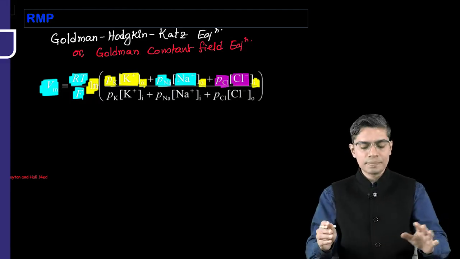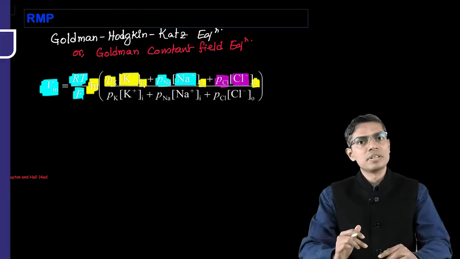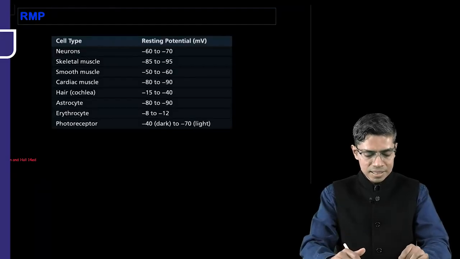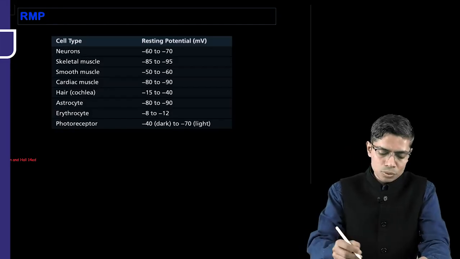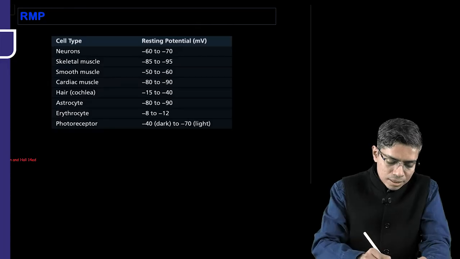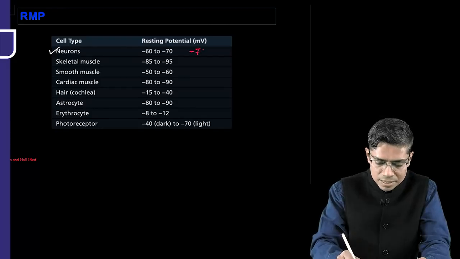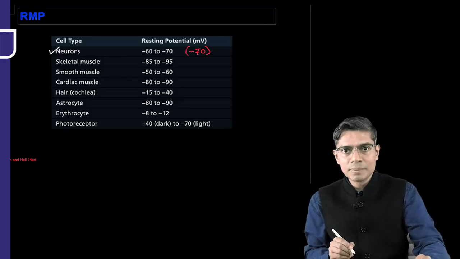So this way you can calculate the RMP of different cells with the help of this equation. If you want to remember the RMP of the different cells, it is here. This table I have taken from Guyton. As you can find out here, the neuron has an RMP of minus 60 to minus 70, but we are going to remember minus 70 millivolt. So the resting membrane potential of a neuron is minus 70 millivolt.